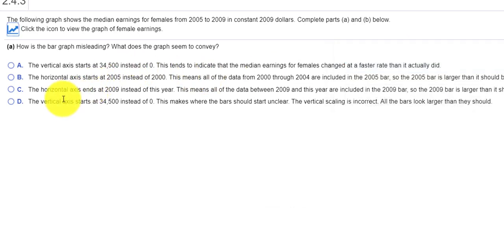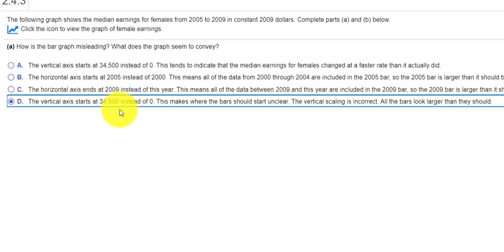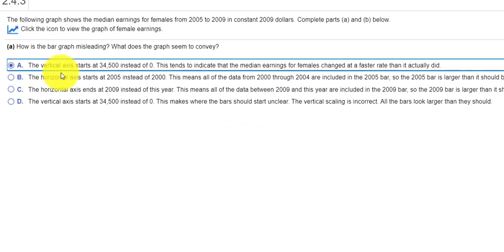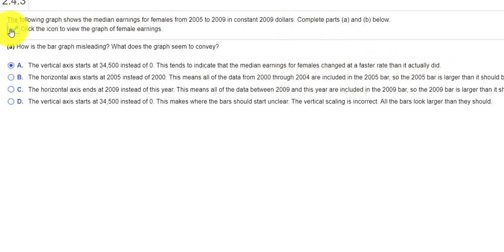So the vertical axis starts at 34,500 instead of 0. Oops, it should actually be letter A, right? So the first part of A and D are the same. The vertical axis starts at 34,500 instead of 0. But this effect tends to indicate that the median earnings has changed at a faster rate than it actually did, right? And that's what I was saying.